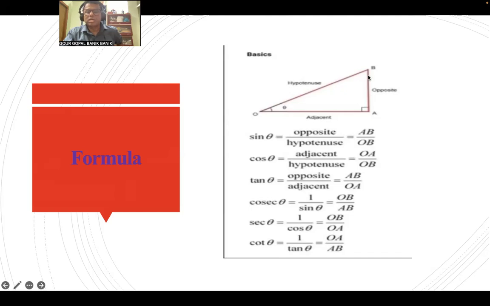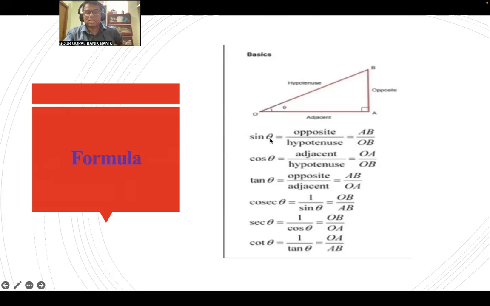Please remember this much. Draw a right angle triangle and remember which side is called what. This is the angle I've taken, this is the right angle, and this is the angle I'm talking about. The side opposite to this angle is AB or BA, known as the opposite. The side opposite the right angle is the hypotenuse. And this line is adjacent. So with these sides, you have to find the ratios that I'm showing you.